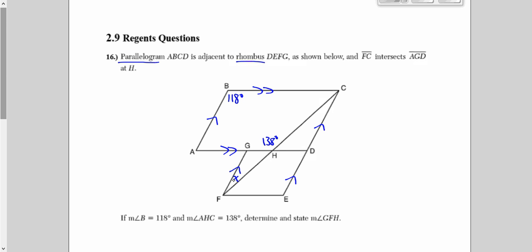Yeah, what angle? Parallelogram? Okay, we'll go with that. Anybody else find any other angles in here that you can find? Yeah. What do you think there?